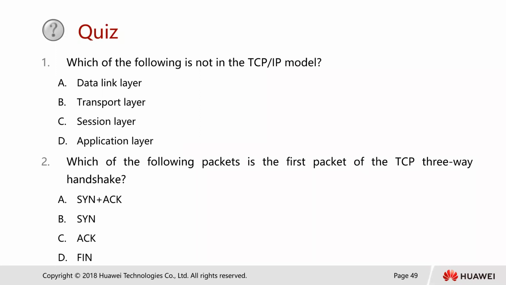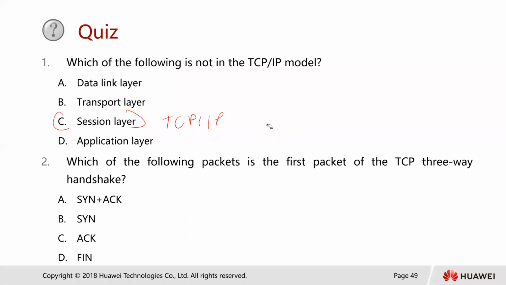I've shared the results. Most people said that it is the session layer. And of course, you're 100% correct. This layer is not part of the TCP/IP model, but it is part of the OSI model. It is at what layer in the OSI model? Layer 5, yes. Layer 5. All right.